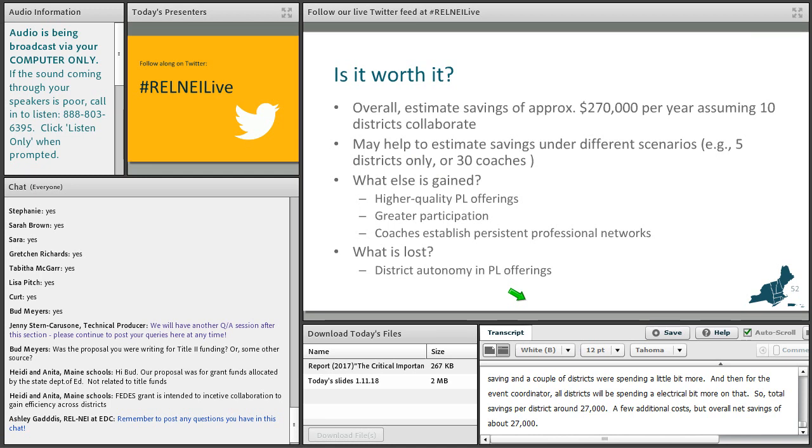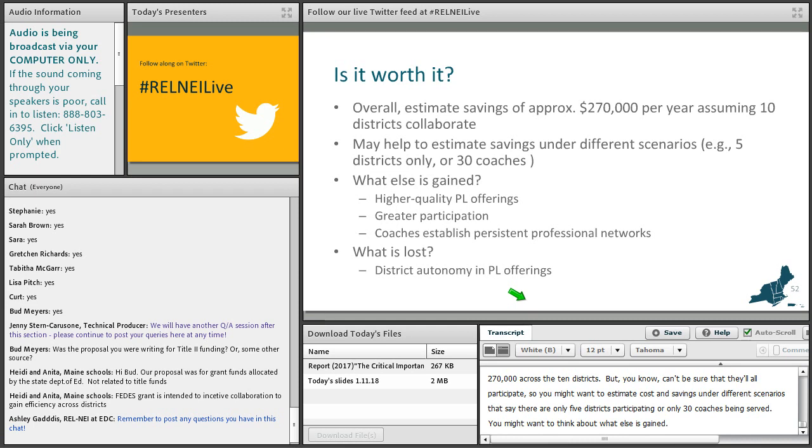So the last question, and the million-dollar question here, is all this effort worth it to move from individual to collaborative delivery? So overall, the savings would be about $270,000 across the 10 districts, but you can't be sure that they'll all participate, so you might want to estimate costs and savings under different scenarios. Let's say there are only 5 districts participating or only 30 coaches being served. You might want to think about what else is gained.